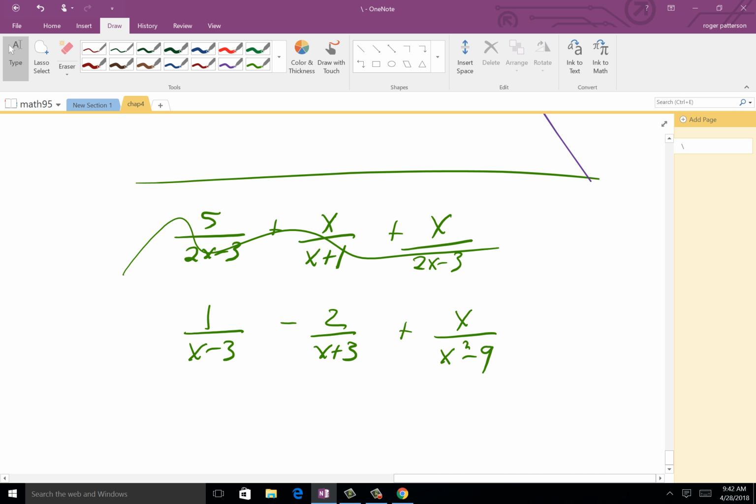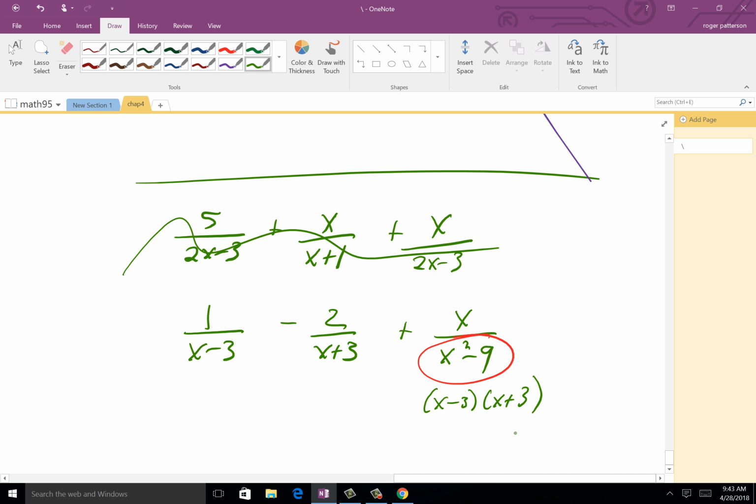So now we have this, right? We've got 1 over x minus 3, 2 over x plus 3, and an x squared minus 9 with an x on top. So now we've got 3 of them. My goodness. But what should I do to that last one? What should we do with that? Factor it, right? Because look what happens when we factor it. Now we get this.